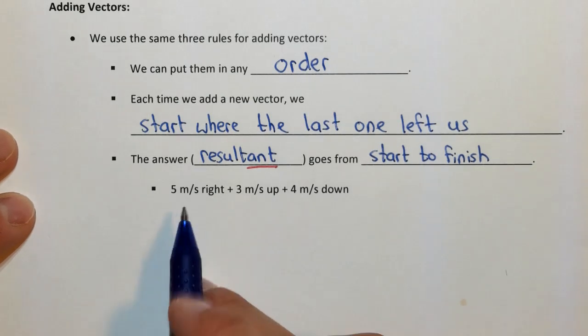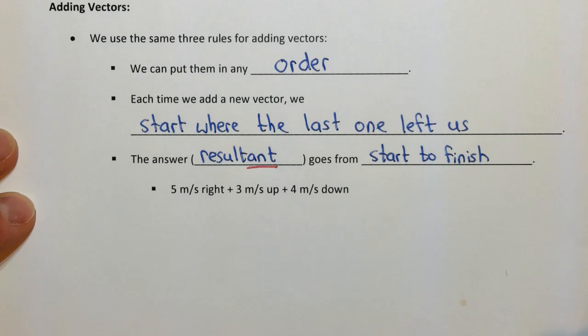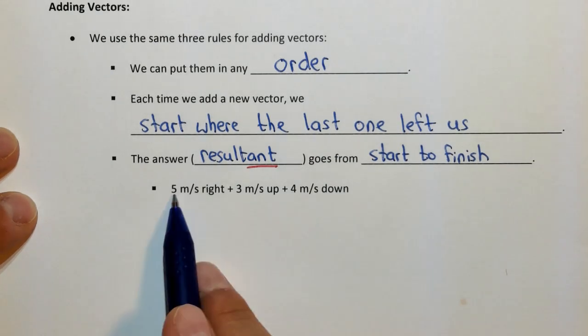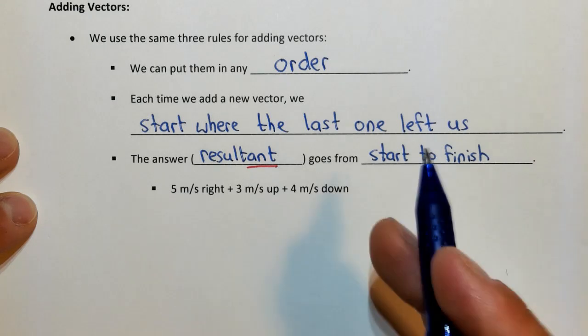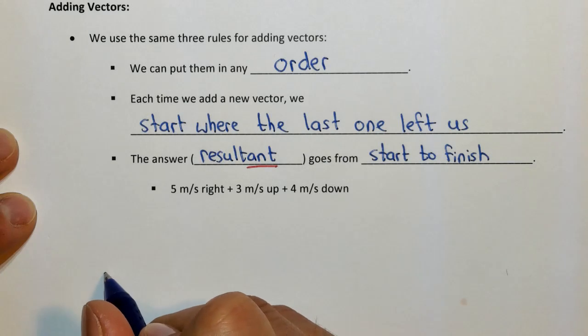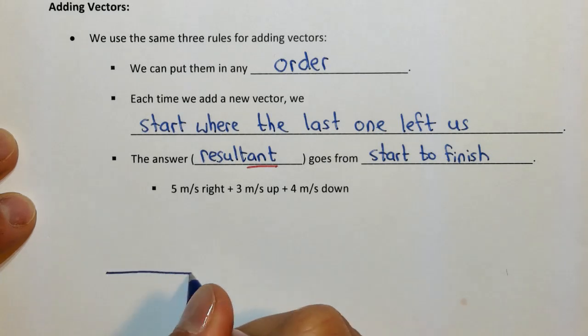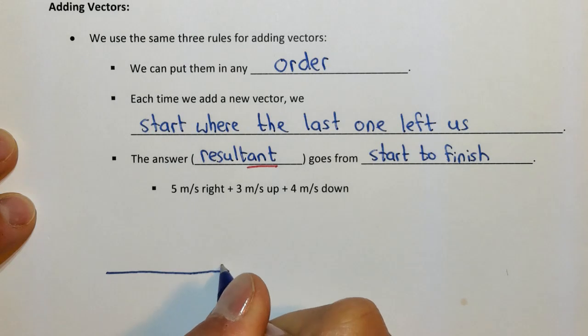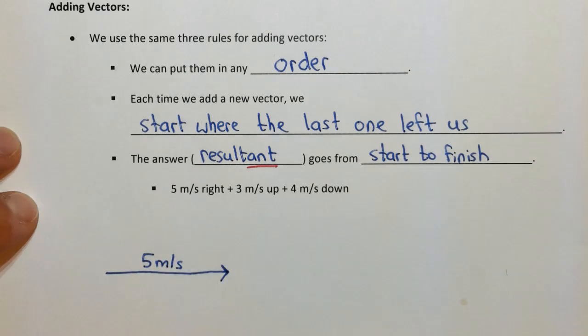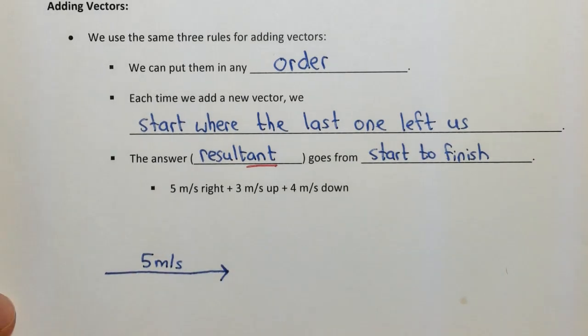So let's draw the first one. We said before that vectors can be conveniently represented using an arrow. So let's draw these using arrows. Here they're given using a number and a direction word, which was one way we said we could do it, but let's go to the arrow way. So 5 meters per second right. Okay, there's an arrow that represents 5 meters per second to the right.